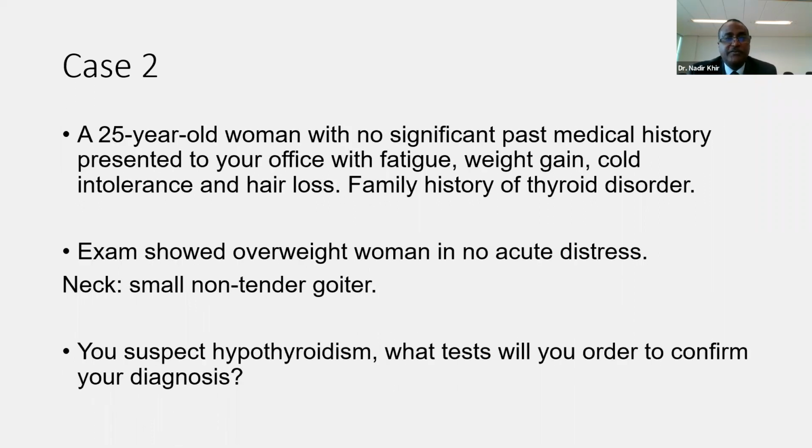Case number 2, a 25-year-old woman with no significant past medical history presented to your office with fatigue, weight gain, cold intolerance, and hair loss. Very common. We see this all the time. Family history of thyroid disorder as well. The exam showed an overweight woman in no acute distress, and then in the neck, you felt a small non-tender goiter. You suspect hypothyroidism. What test will you order to support your diagnosis?